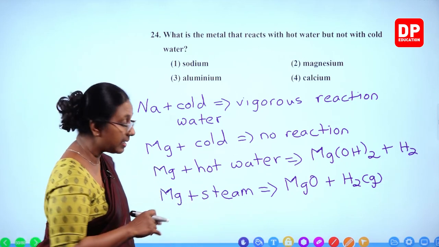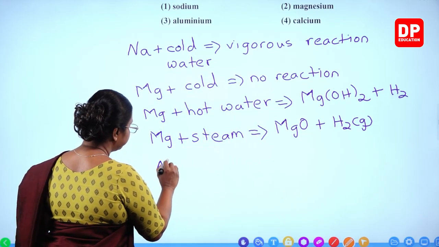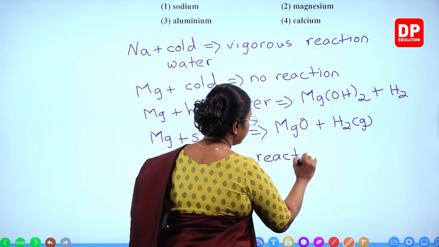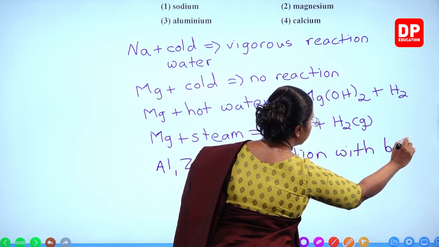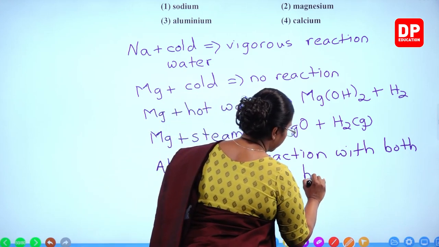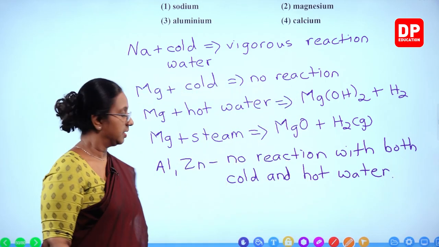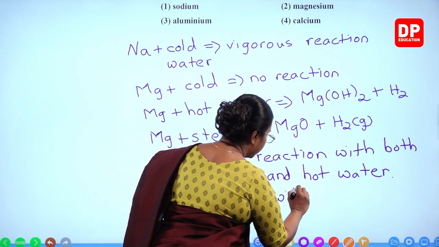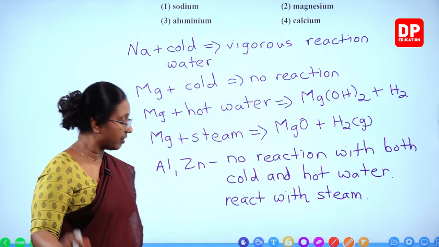How about aluminium and zinc? Y'all can remember? Now, aluminium, zinc, they also have no reaction with both cold and hot water. But they react with steam. React with steam. You can remember that. React with steam. So those are some of the reactions that you're familiar with.